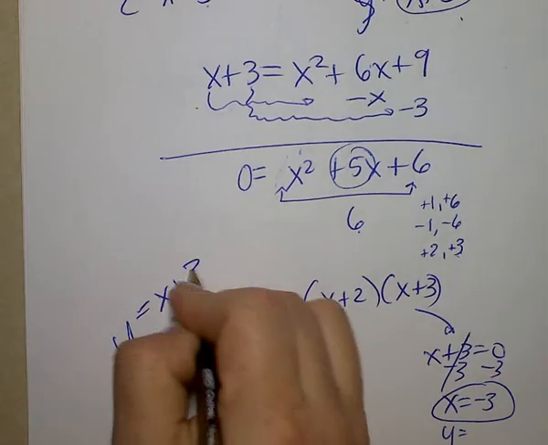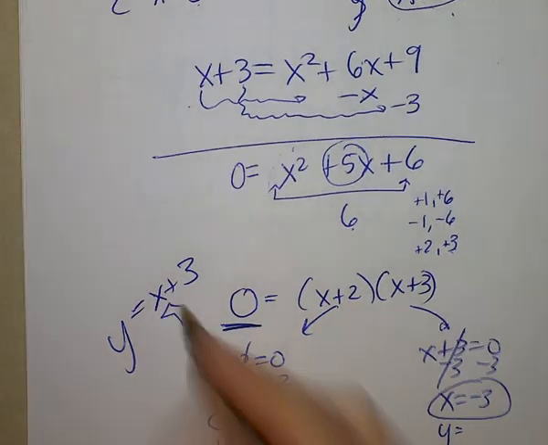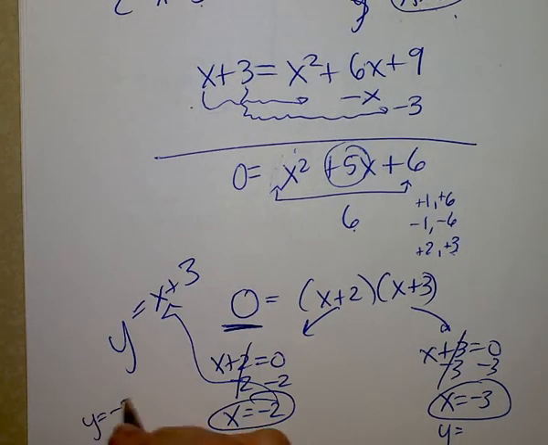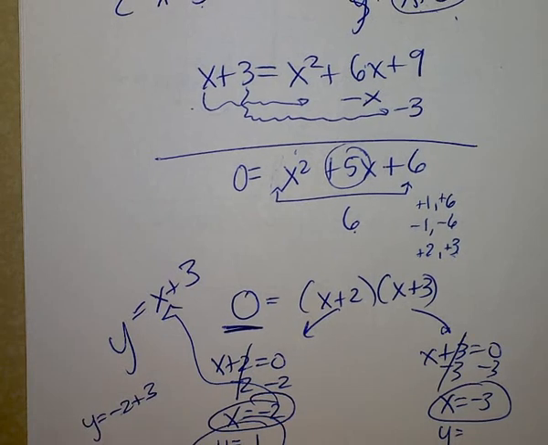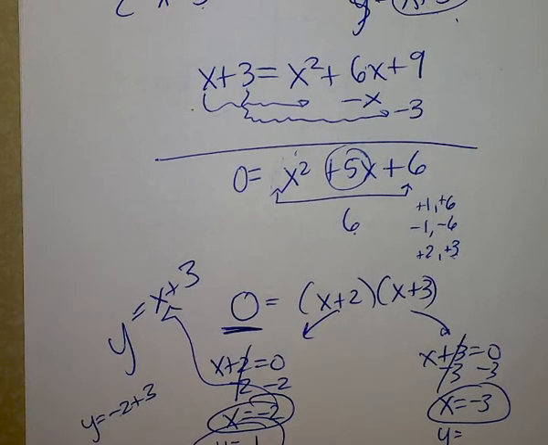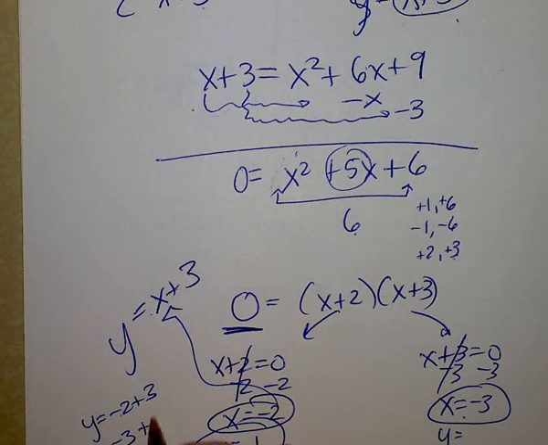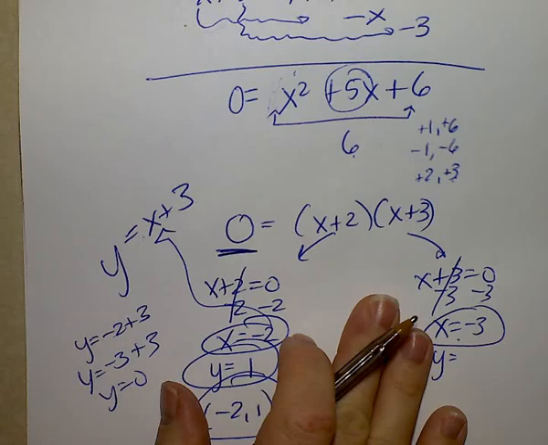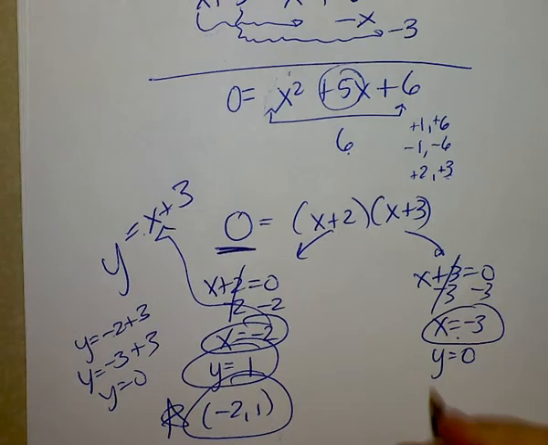So in this equation, I substitute in negative 2. Y equals negative 2 plus 3. So one answer is y equals 1. Next, I've substituted a negative 3. Y equals negative 3 plus 3. The next answer is, I'm so sorry, the next answer is 0. Negative 3, 0.